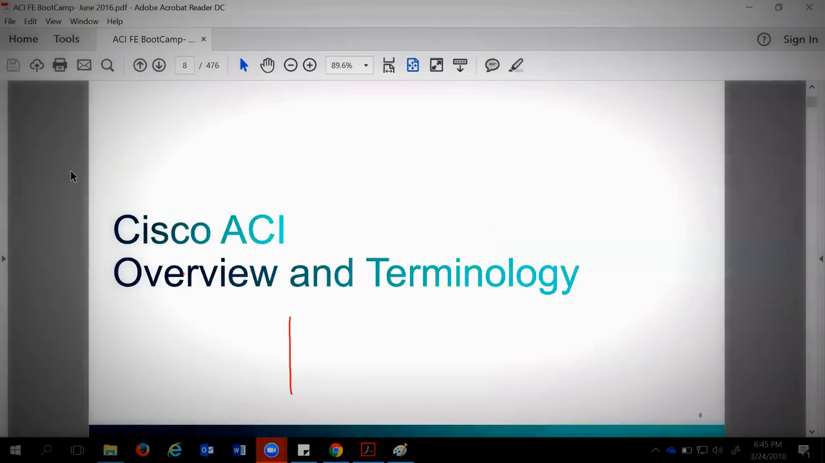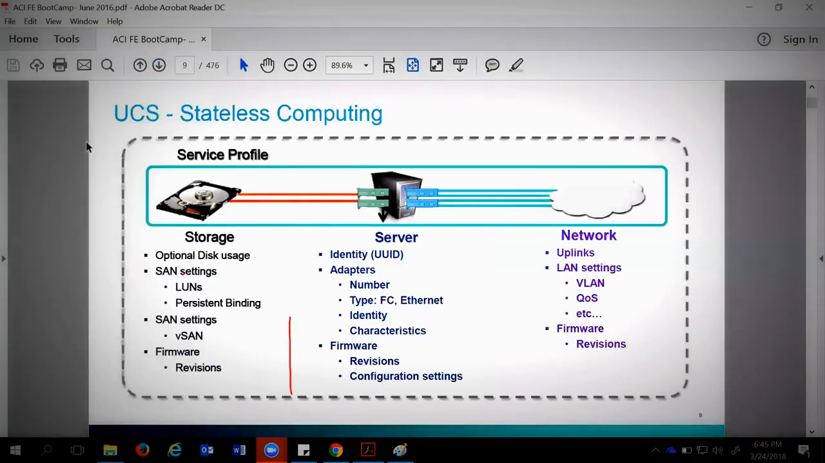All right, so let's move to the ACI overview and terminologies. What are the different things that you do get? Now, whenever we talk about ACI, in most of the PowerPoints you would be seeing this particular term, stateless computing of UCS. Some of the folks might know what UCS is, and might have experienced what it is all about.